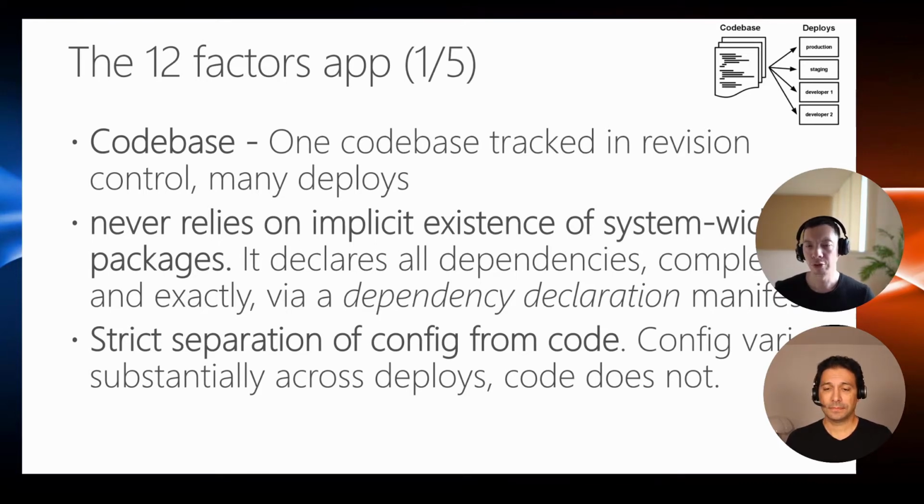Point number 3, strict separation of configuration from code. The code is built once and is deployed in multiple environments and never changes. So when you move from development to production, the code is released and the binary version is the same. What will change is the configuration.